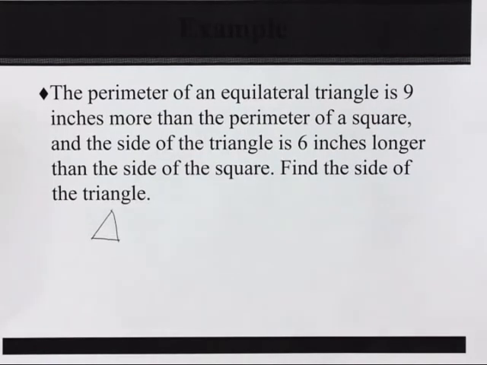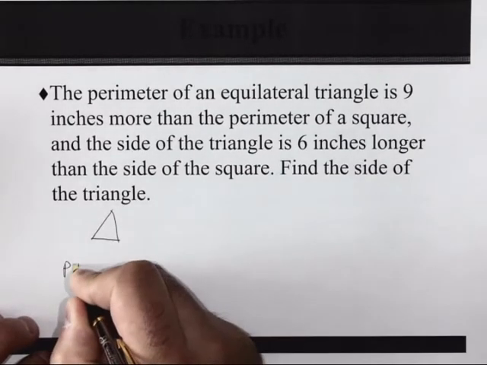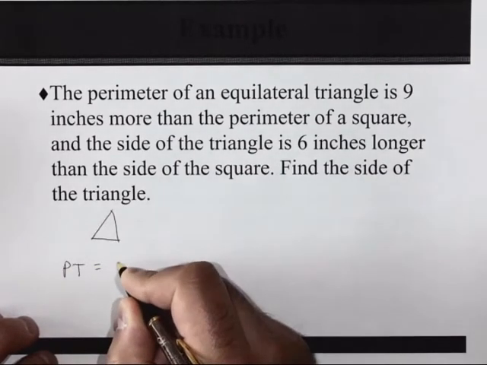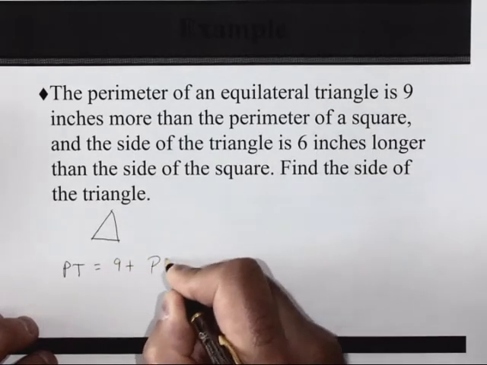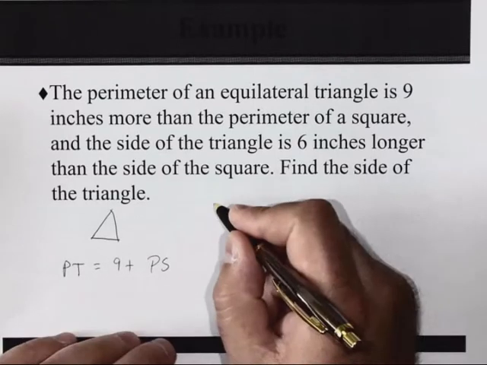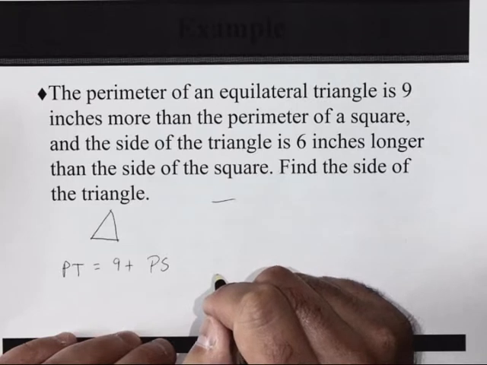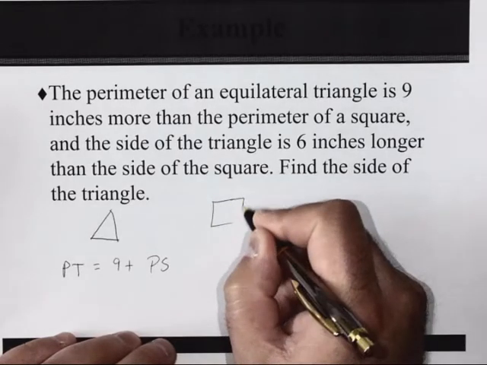And we know that the perimeter of the equilateral triangle, so we're going to say PT, perimeter of the equilateral triangle, is 9 inches more than the perimeter of the square, which is PS. Okay. And then here is our square. So we can draw a picture of that.